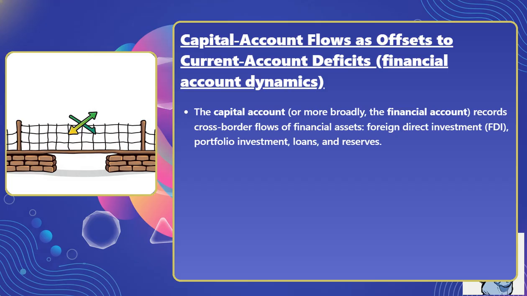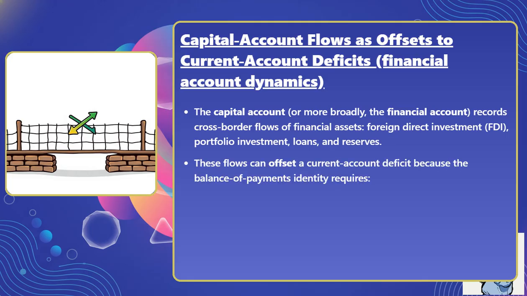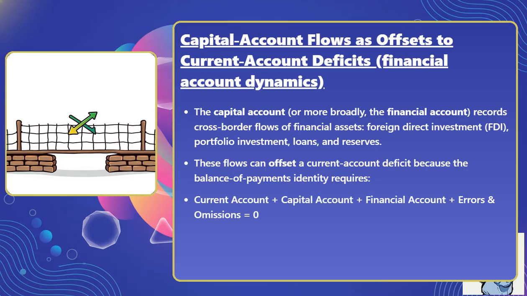The capital account, or more broadly the financial account, records cross-border flows of financial assets, foreign direct investment, portfolio investment, loans, and reserves. These flows can offset a current account deficit because the balance of payments identity requires: current account plus capital account plus financial account plus errors and omissions equals 0.